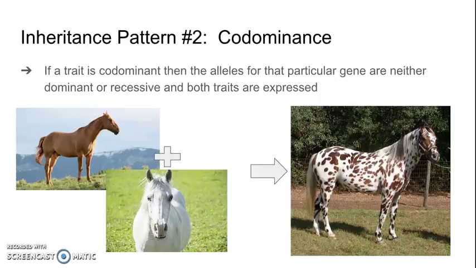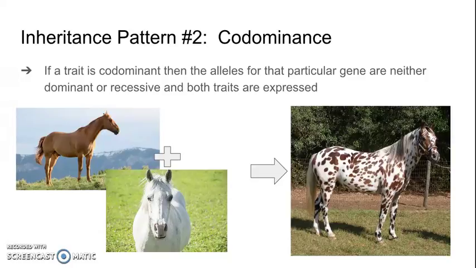The next type of inheritance pattern is called codominance. And what that means is that when we look at a particular trait, the versions of that trait, also known as the alleles, will not be dominant or recessive, but in fact, both will be expressed when they are in combination with one another.